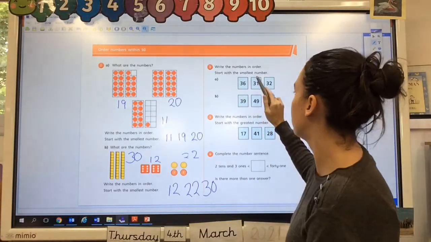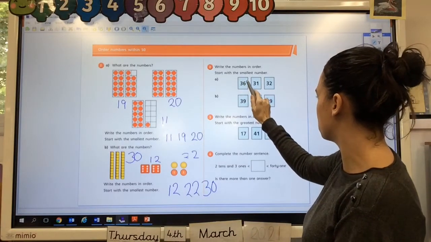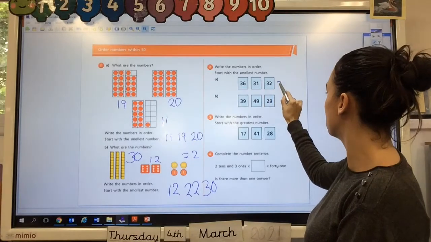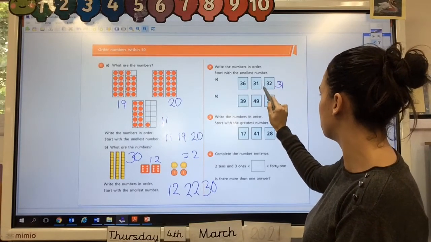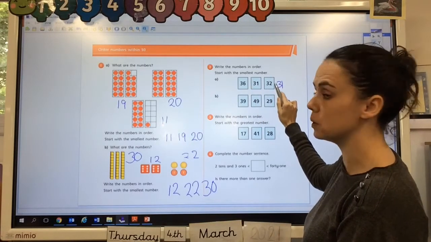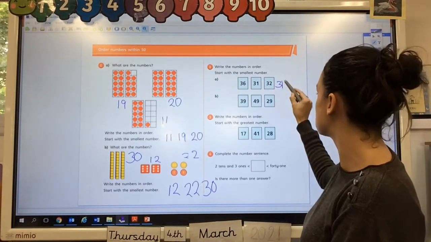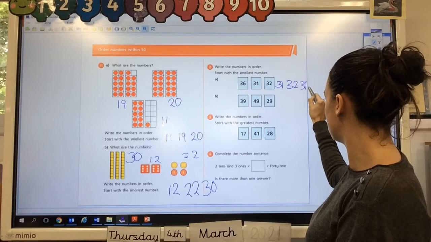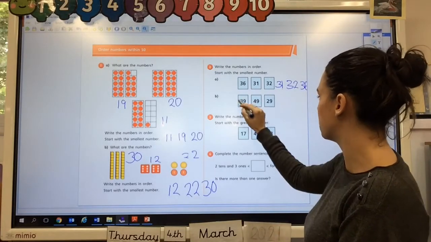So 30, which one's smaller, a 6, a 1 or a 2? 31, so let's put 31. And then we've got 6 or 2. 32 is smaller than 36, which means 36 must be our biggest number. Now we've got to look at here.